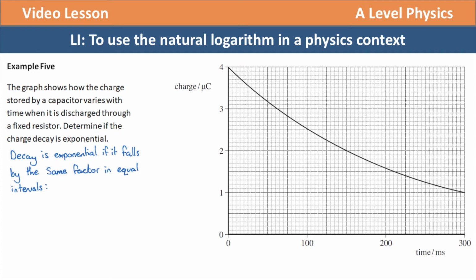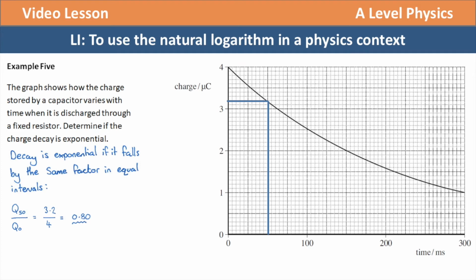Now to do that, we're going to need to look at how much it falls by. So initially at time equals 0 we've got 4 microcoulombs, and then later on at 50 milliseconds we're coming out with 3.2. So if we look at the charge after 50 milliseconds divided by the charge initially, we would do 3.2 divided by 4, which will give us a constant value there of 0.8. Now to verify if this decay is exponential, we're then going to check that it falls by the same amount, i.e. falling by a factor of 20% in equal intervals.